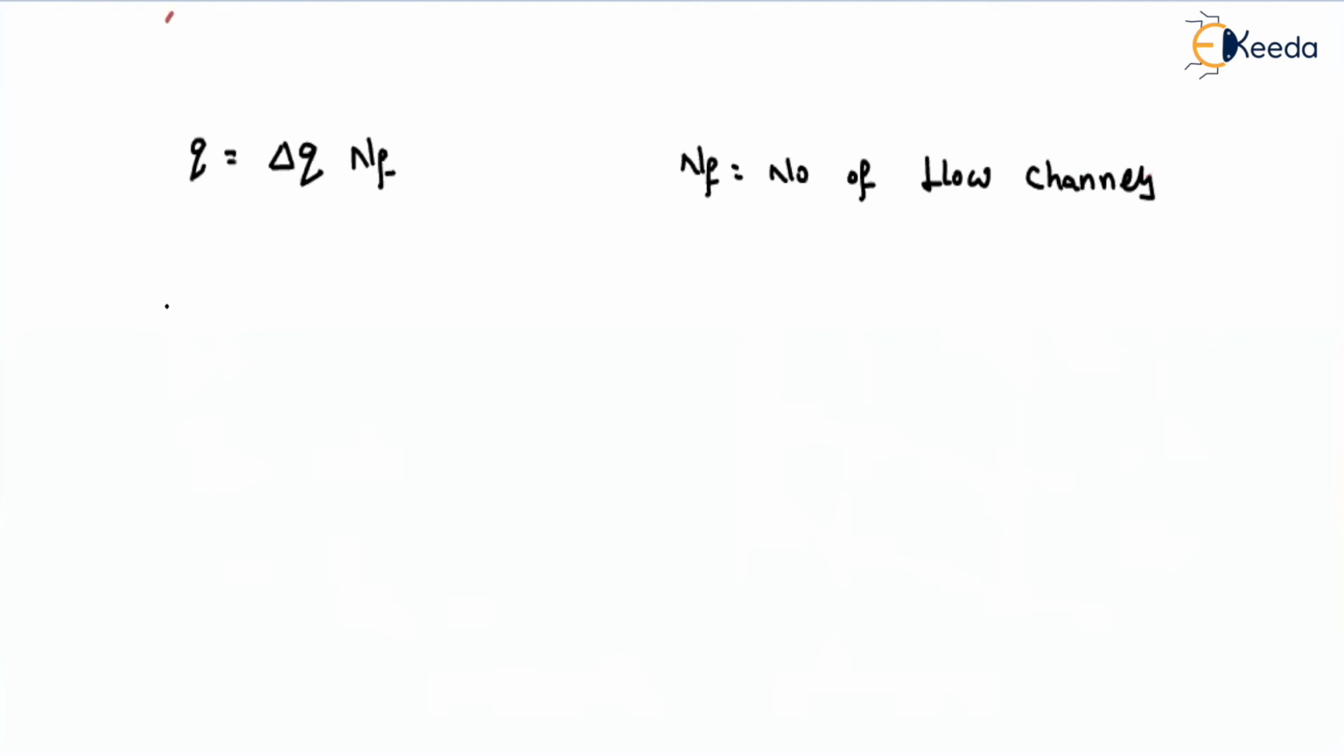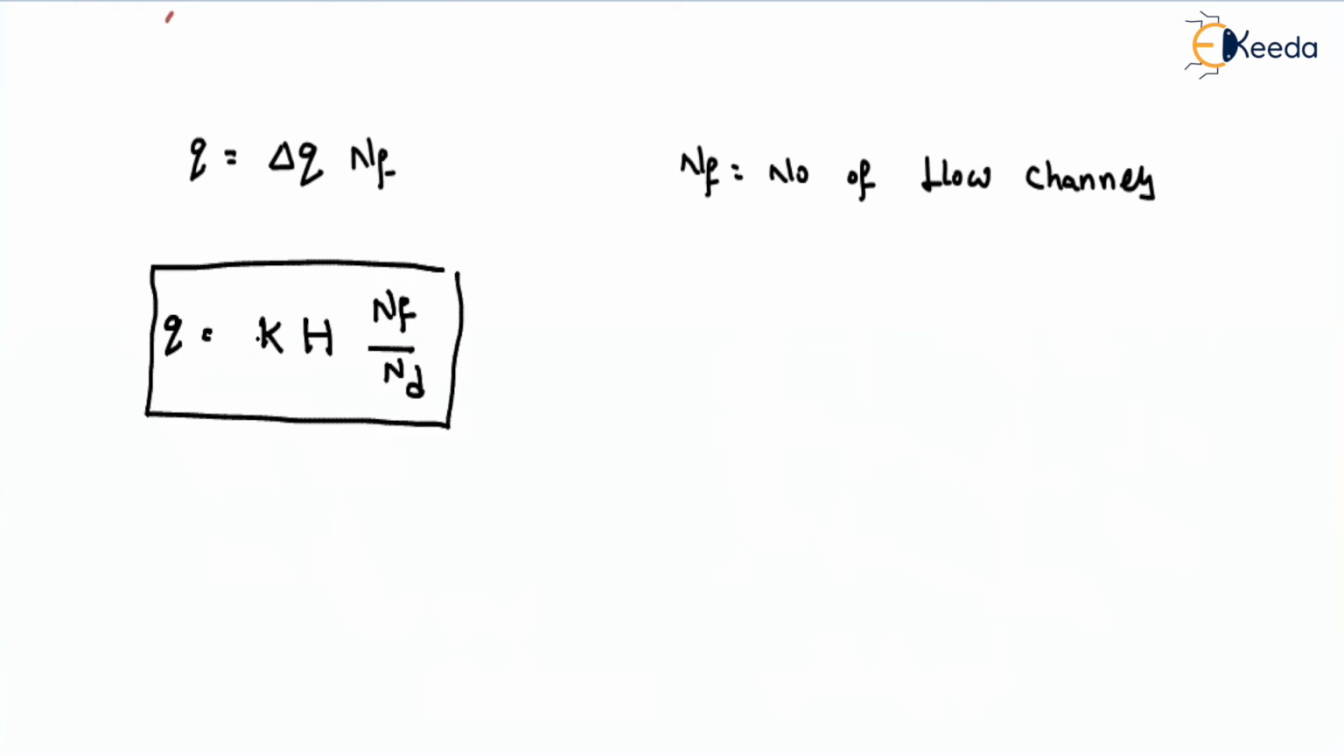So what about your total discharge? That is K, the permeability, into H, the total head loss, into NF divided by ND. And remember why we are using small q here and not capital Q: q is the discharge per unit width.